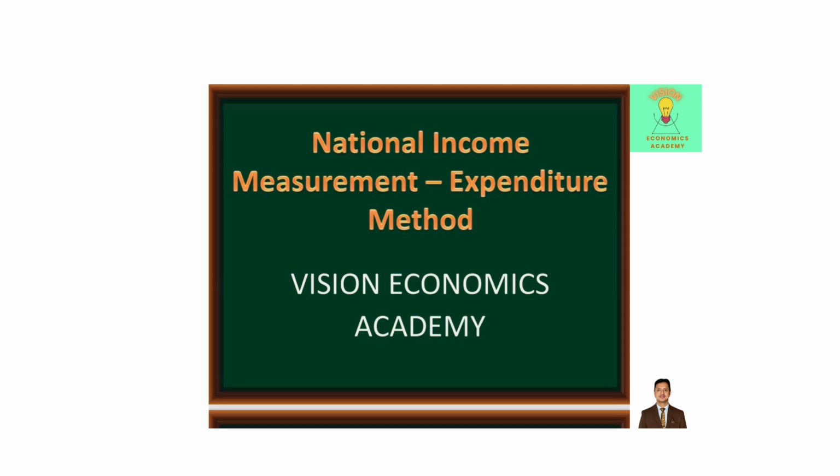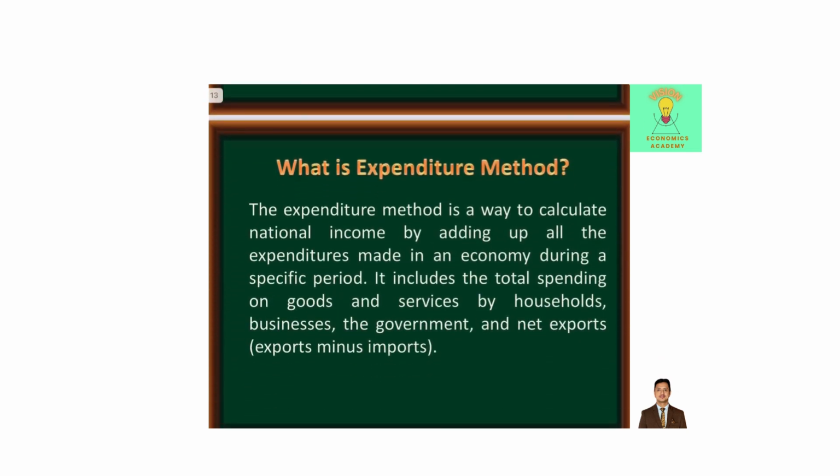Today we will be covering the last method of national income measurement, that is the expenditure method. Now what is the expenditure method? The expenditure method is a way to calculate national income by adding up all the expenditures made in an economy during a specific period.